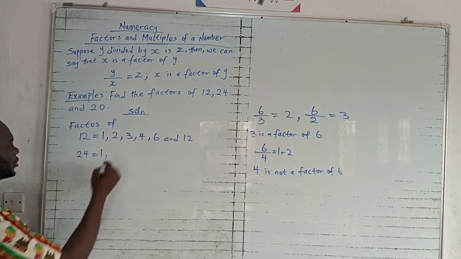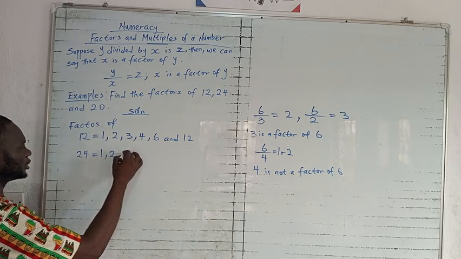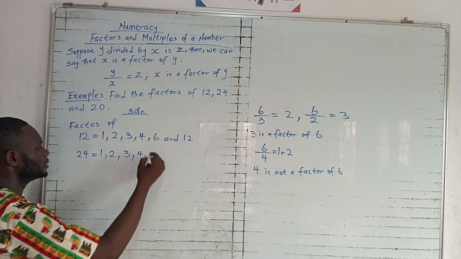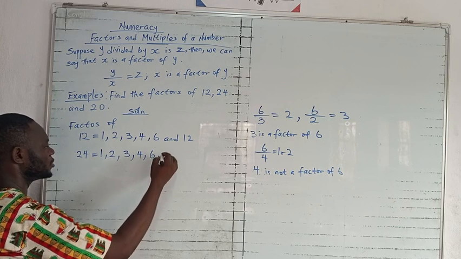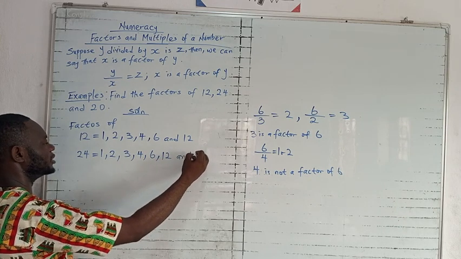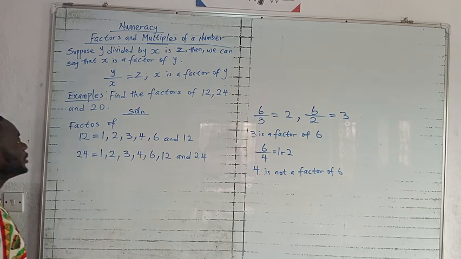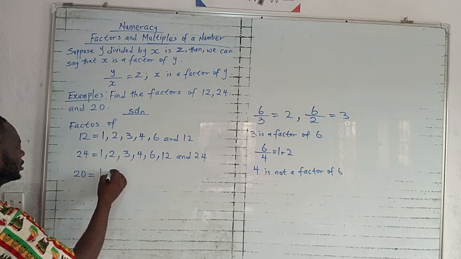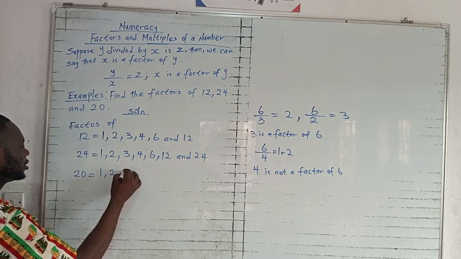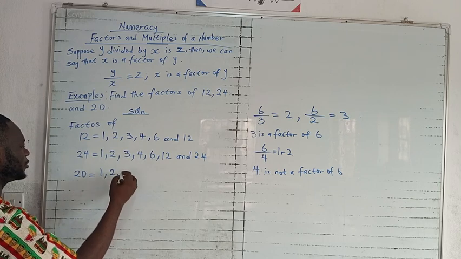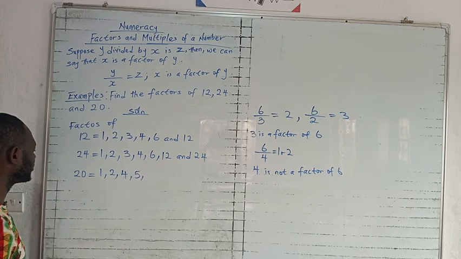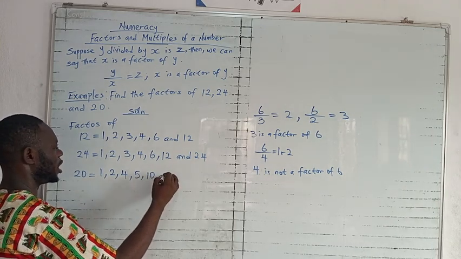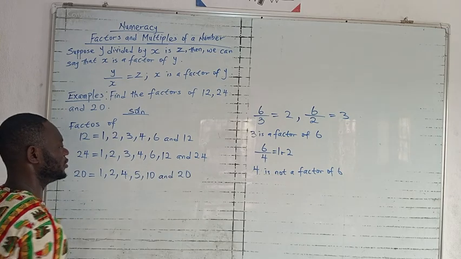1 is a factor of 24, 2 is a factor of 24, 3 is a factor of 24, 4 is a factor of 24, 6 is a factor of 24, 12 is a factor of 24, and 24 is a factor of 24. Let's look at factors of 20. 1 is a factor of 20, 2 is a factor of 20, okay, I jumped 4. 4 is a factor of 20, 5 is a factor of 20, 10 is a factor of 20, and 20 is a factor of 20.